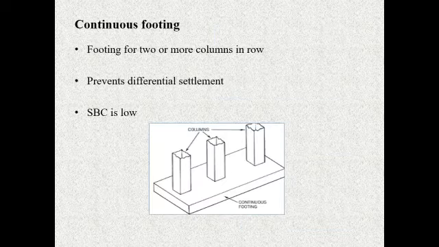And the continuous footing. Continuous footing means two or more columns are placed in one row. These types of footings are used where the soil bearing capacity is very low, and these types of footings prevent the differential settlements.